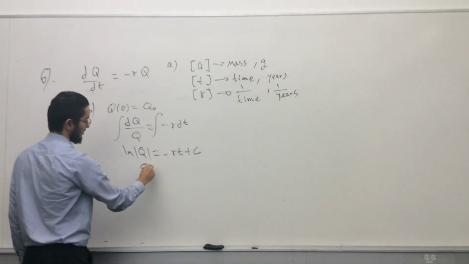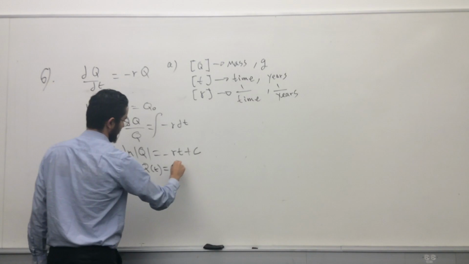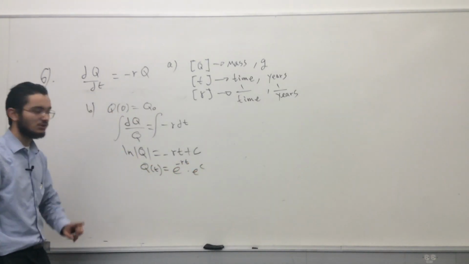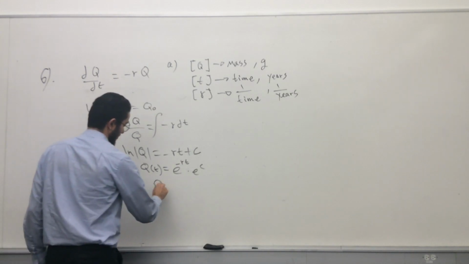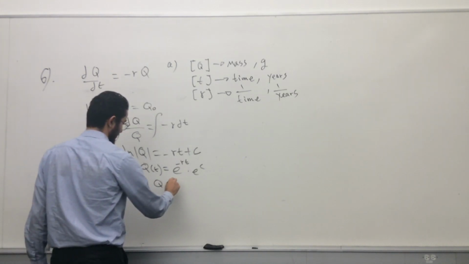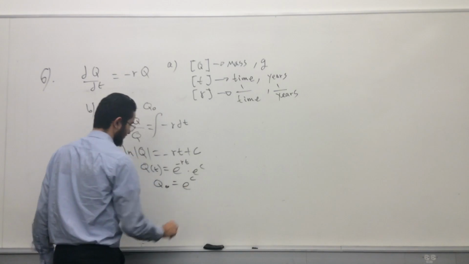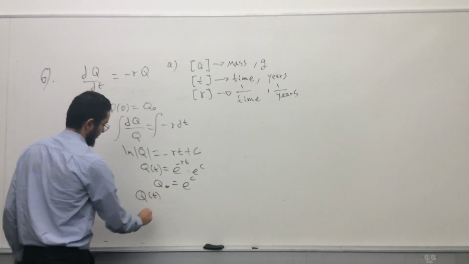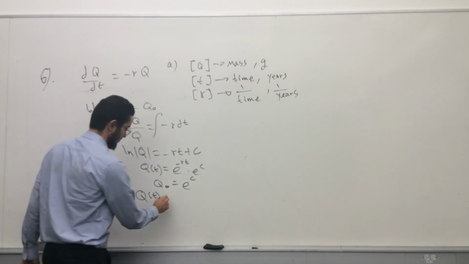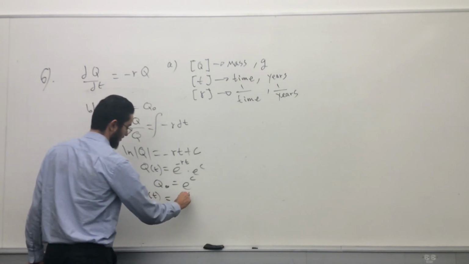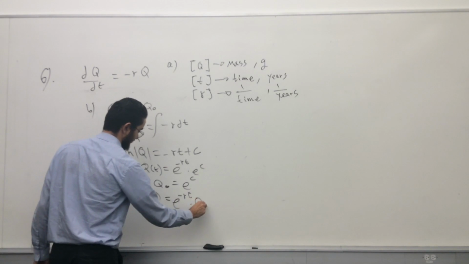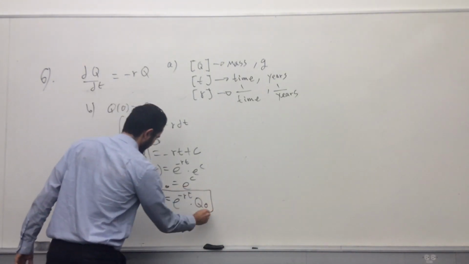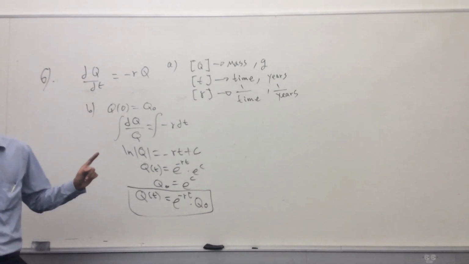So you got Q of t equals e to the negative rt multiplied by e to the c. Now when t equals 0, Q of t is Q0. So Q0 is equal to e to the c. So in other words, our function of quantity at a given time t should be equal to e to the negative rt multiplied by Q0. Okay, so this is basically our function Q of t. I think that's the answer to the question.